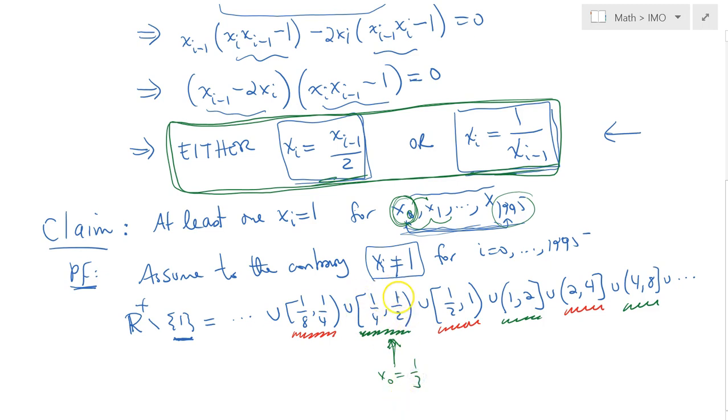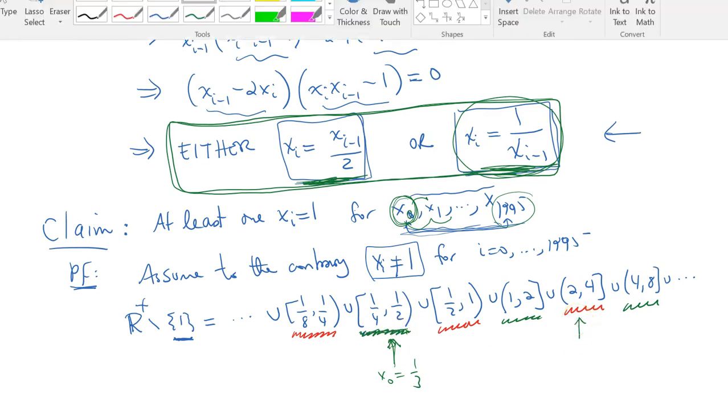So 1/3 is in this interval here. Now let's see how this definition governs what x sub 1 will be. If it happens that we pick this equation, x sub 1 would simply be equal to 1 over x sub 0, so that would be equal to 3, and sure enough 3 lives in this interval. So we started with a green interval, we ended up in a red interval.